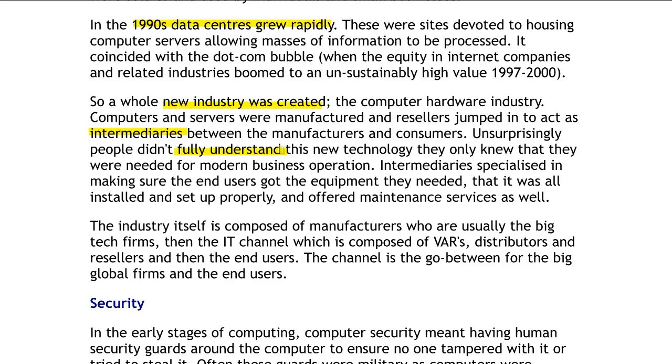Now, these intermediary companies are known collectively as the IT channel, and they're composed of things like VARs, distributors and resellers. These things are all quite similar to one another, but there are a few differences. So VARs are value-added retailers. What this means is that they take a product, add value to it, and then sell it on.